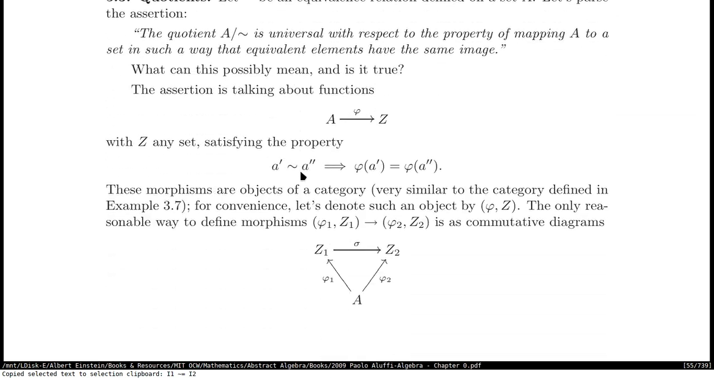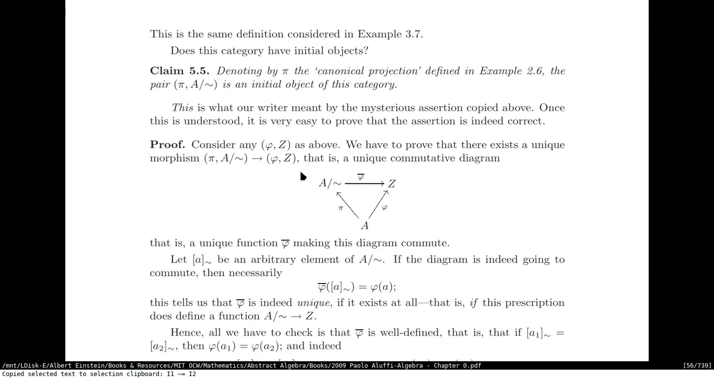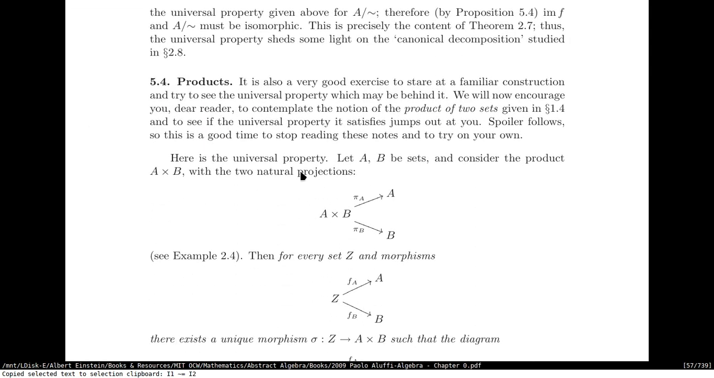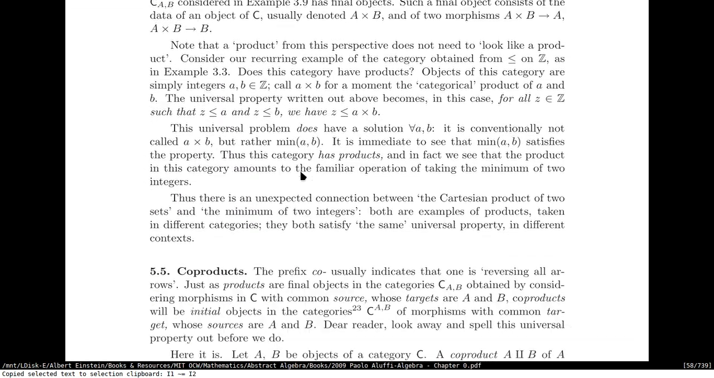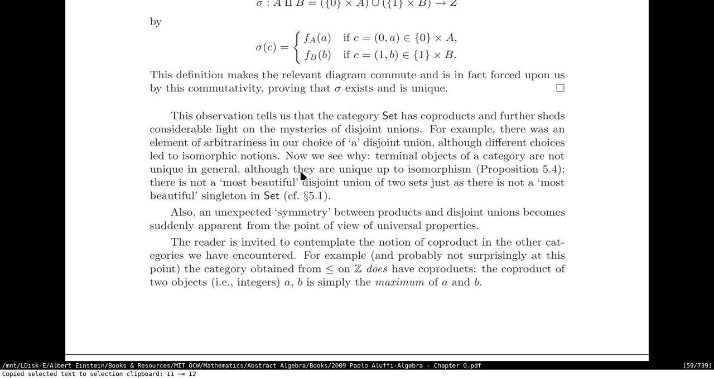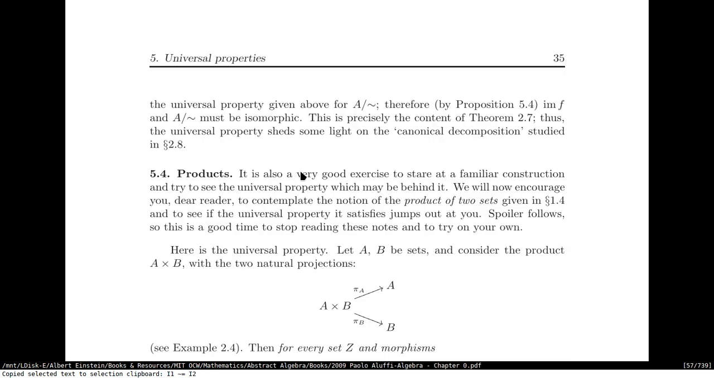Okay, so we have the universal properties, then quotients, and products, and co-products. And a few propositions. Okay, so we have a few things to go through. Let's see.